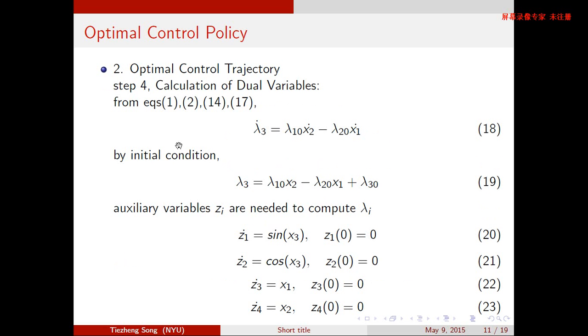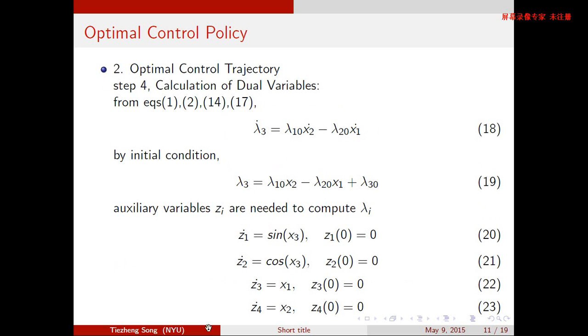From equations 1, 2, 14, and 17, this differential equation can be obtained. Integrating it, we can find the relationship between the positions x1, x2, and the dual variable lambda 3. To continue the computation, auxiliary variables vi are needed.